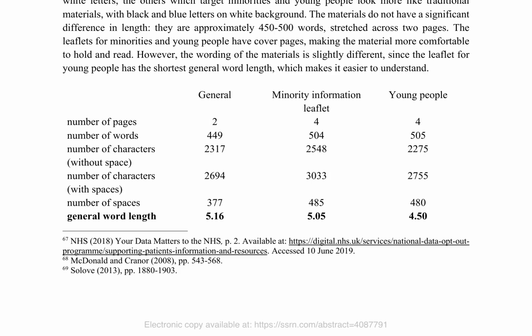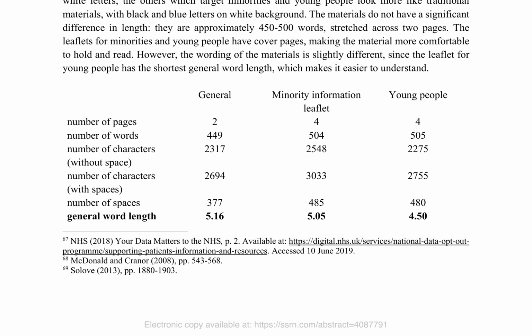The NHS provides special information materials for minority groups and young people, which differ in design and wording from the general materials. These materials are approximately 450 to 500 words in length and have a similar structure, with the leaflet for young people having a shorter general word length, making it easier to understand.